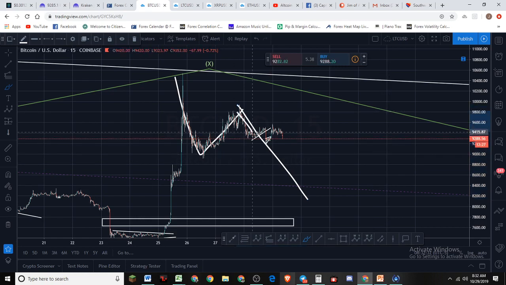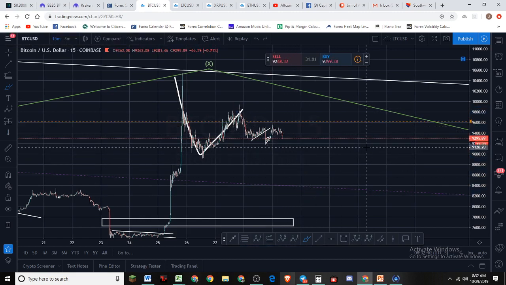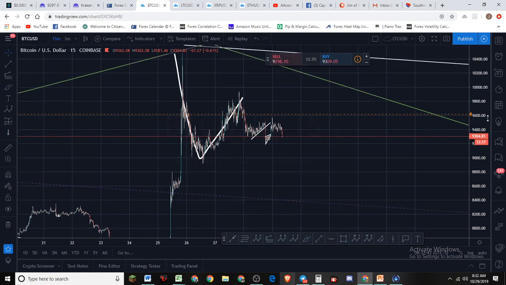We have this would be a one wave. This is an expanded flat two wave, and now we're getting the beginnings of our three wave to the downside. That would be my take on that, and that's what I was looking for.